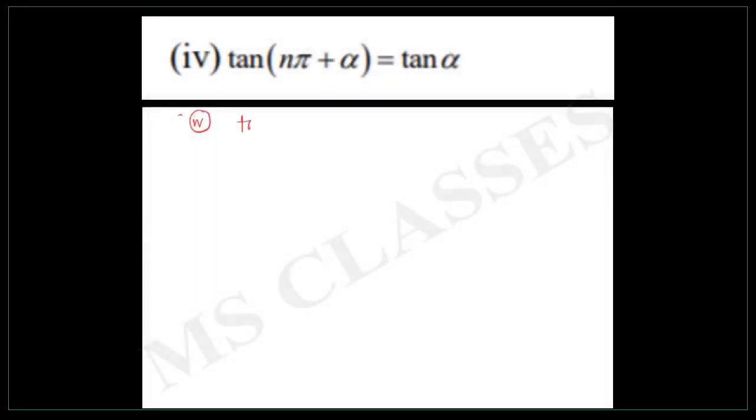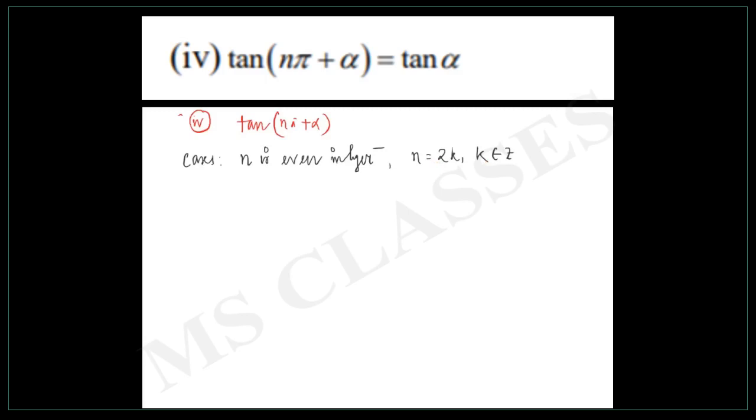This given, tan of n pi plus alpha, we have to show this equal to tan alpha. Now here also we will take the cases. Case 1: n is an even integer. When n is an even integer, n is 2k, k belongs to Z. So here the first case, n is an even integer, n is equal to 2k, k belongs to Z.